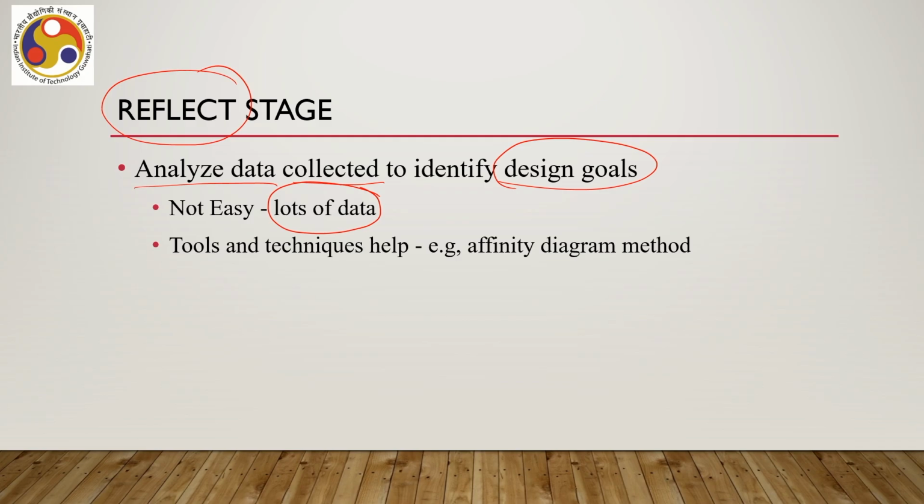You can do it manually, of course, entirely based on your skill. However, there are some tools and techniques available which often help. One such useful technique is called the affinity diagram method, which is a way to arrange the data so as to find a pattern from the data easily, which leads to the design specification or the design goals.